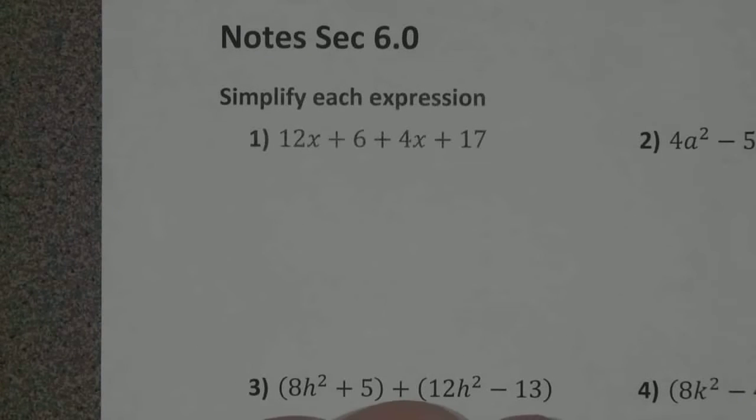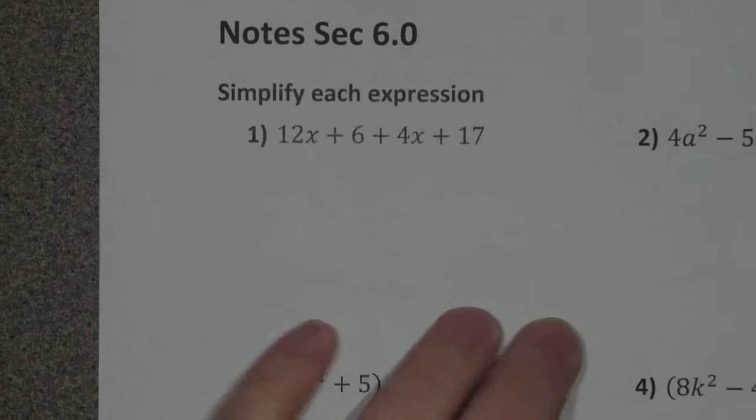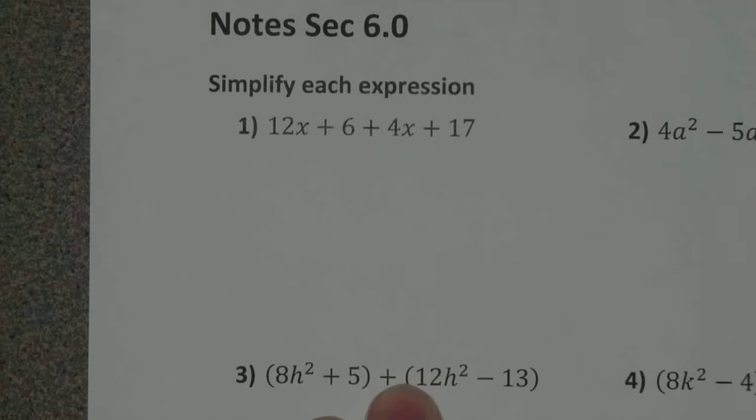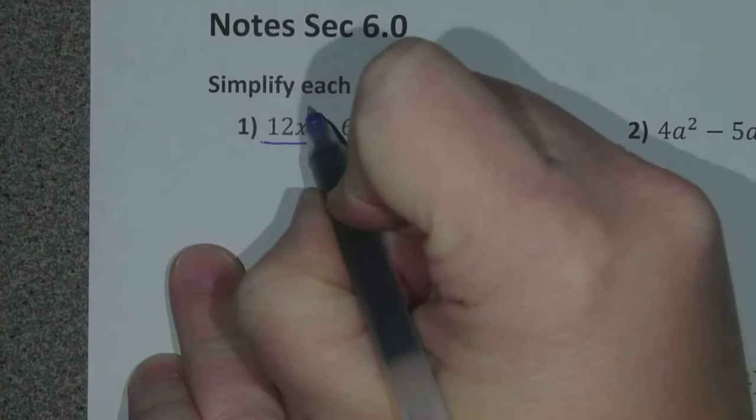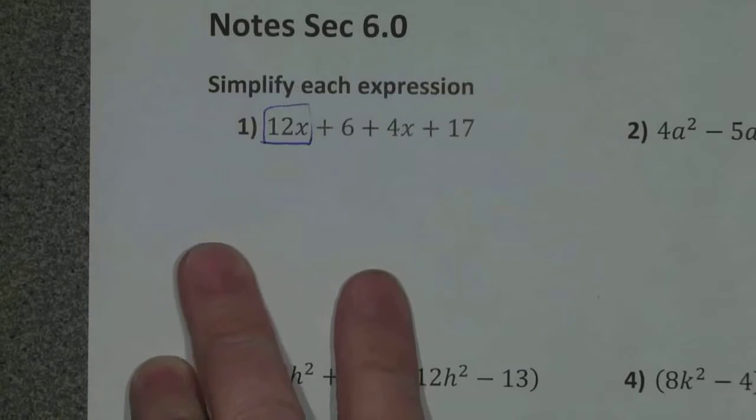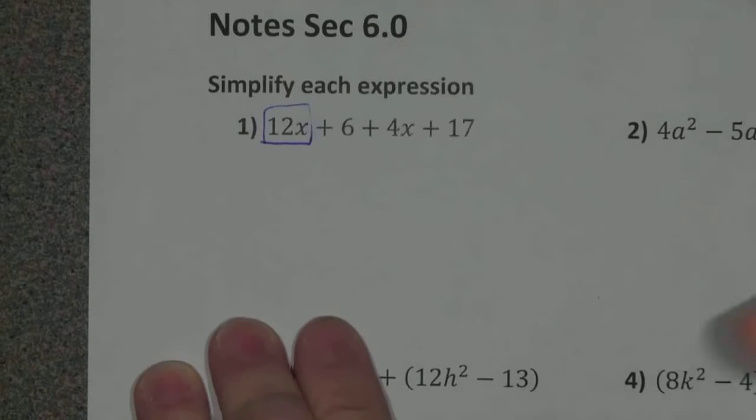This is Note-Taking Guide 6.0 for Math 1. Today we're going to learn how to simplify expressions. When we're looking to simplify expressions, we're looking to see what things we have that are the same. So when we're looking for things that are the same, we're looking at their variables and the powers on the variables. So when I look at this, I have 12x plus 6 plus 4x plus 17.